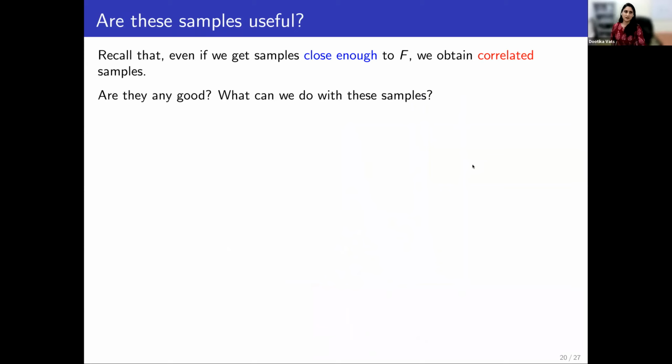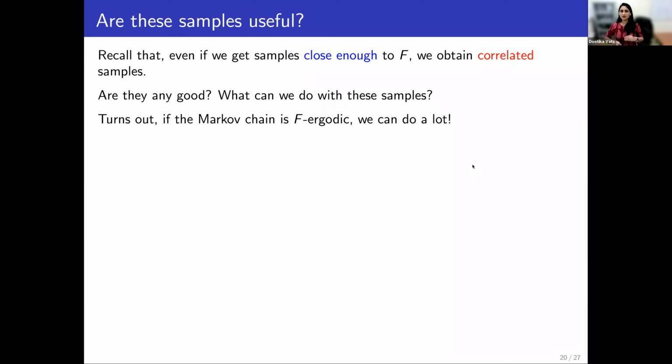Okay, sure. So recall that if we get samples close enough to F, even if we're happy with that, they're still correlated samples. So they're bad samples. I said I was not happy with it, and I'm still not happy with it. Are they any good? Can we do anything with these samples? What are we trying to do with these samples?